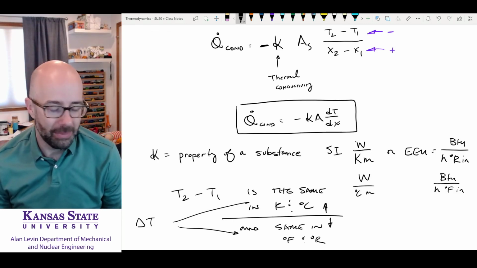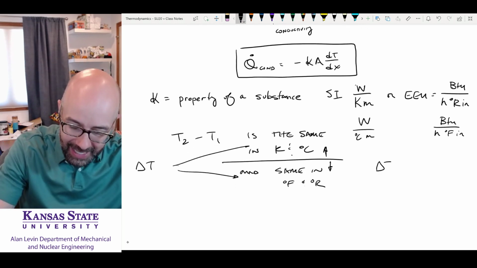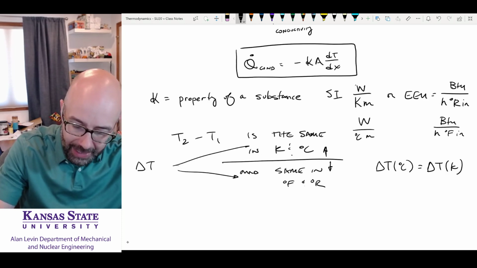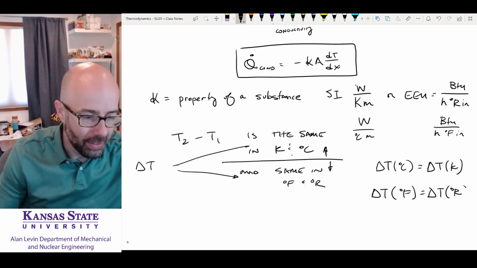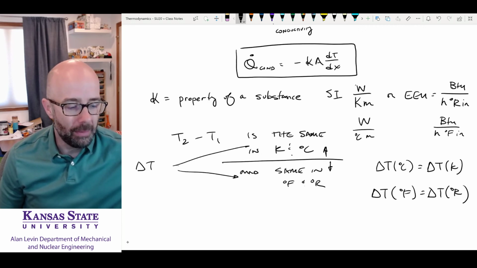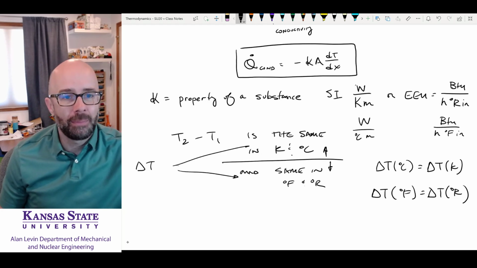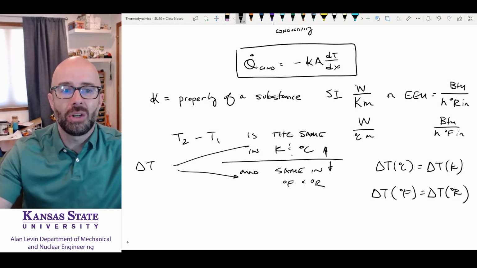Okay, I'm belaboring the point. I'm talking about it too much, but I want you to understand here. I'm going to write it down one more time. Delta T in degrees Celsius is equal to delta T in Kelvin. And delta T in degrees Fahrenheit is equal to delta T in degrees Rankine. I'm just trying my best to eliminate this confusion that happens with students. The conversions that happen here sometimes can cause you a lot of trouble. Okay, so that is conduction. Pretty simple, straightforward. If you see a solid, you're going to deal with this equation.